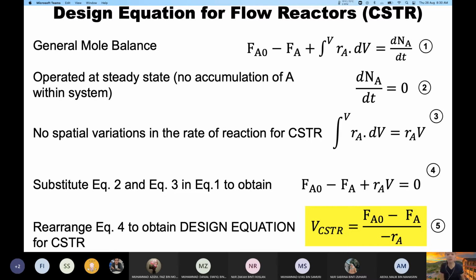Everyone, we will continue our lecture for today. Just to recap what we did last Monday, I already introduced and explained how to derive the design equation for the three main reactors that we use to design in this course. The first one, last Monday, I already taught you how to derive the equation for the batch reactor. Then today I will continue with PFR and CSTR.